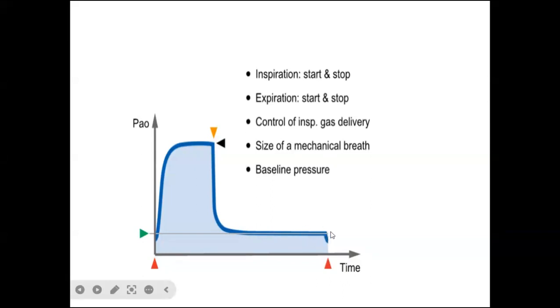And again, you start inspiration. During this inspiration and expiration, the control of gas delivery will be by the ventilator during inspiration only. It cannot control the gas flow during expiration. So the ventilator can control only inspiratory gas flow. Expiratory gas flow is not under the control of the ventilator. It's by the recoil of the chest wall.